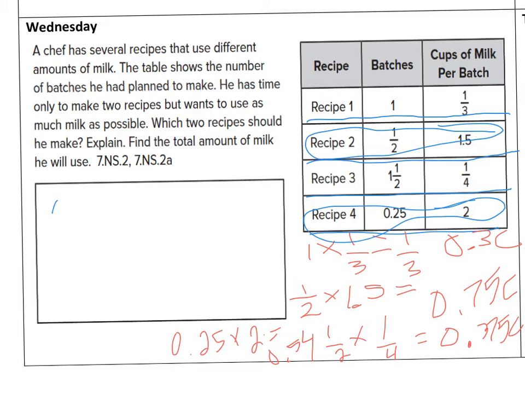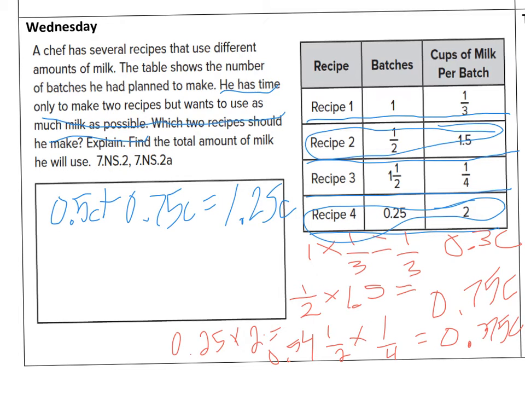So we add those 2 recipes together: the 0.5 cups plus the 0.75 cups, and that would give us 1.25 cups. Because the main purpose is that he wants to use as much of the milk as possible, and that would give us the greatest amount of milk that we could use.